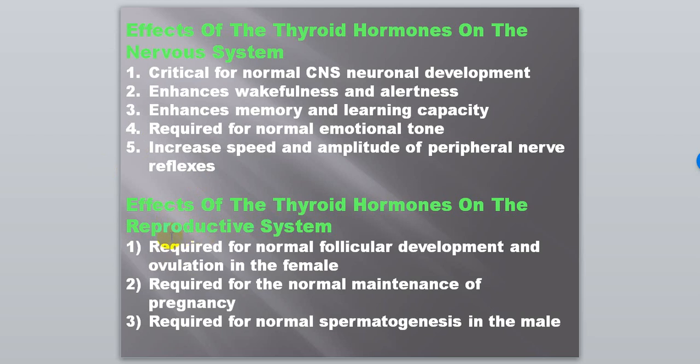Effect of thyroid hormones on the reproductive system. Required for normal follicular development and ovulation in the female, required for normal maintenance of pregnancy, and required for normal spermatogenesis in the male. So these hormones, T3 and T4, are very, very important for the continuity of the reproductive system, for production of ovum and production of sperm, and maintenance of pregnancy to reach the perfect case.